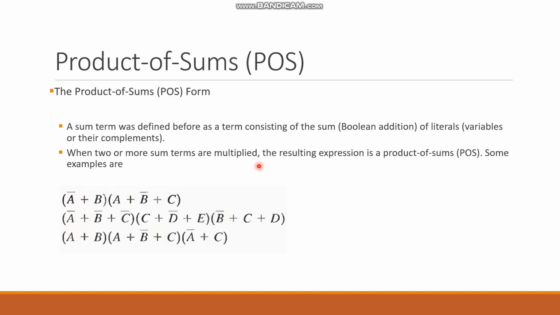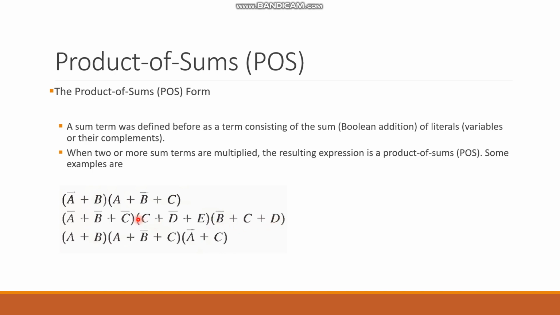The product of sums is totally opposite to the sum of products. Instead, we have some sum terms and they are producted together. So you've got product of sums. This is a sum term, right? And this one is another sum term. So they are producted together. And this one is a sum term, that one is another sum term, and this one is another sum term.